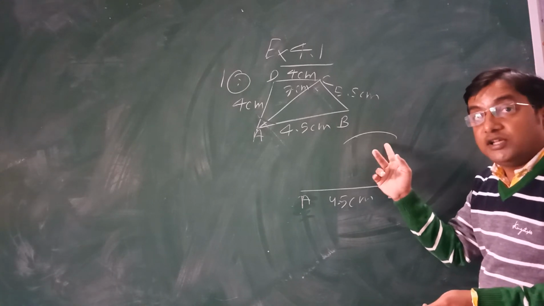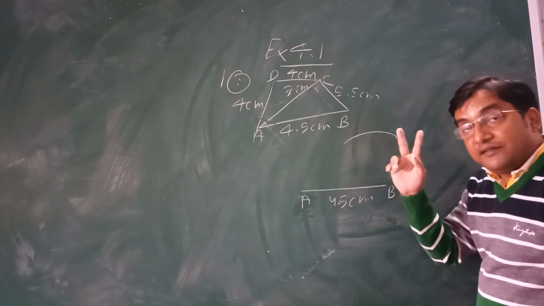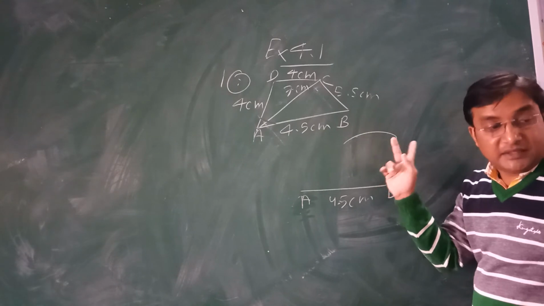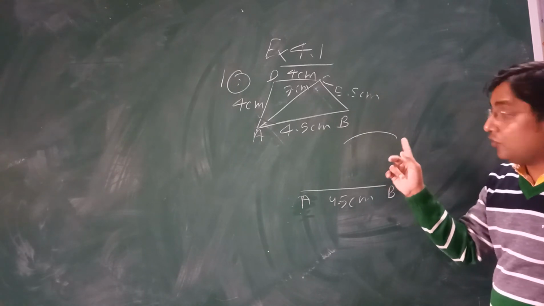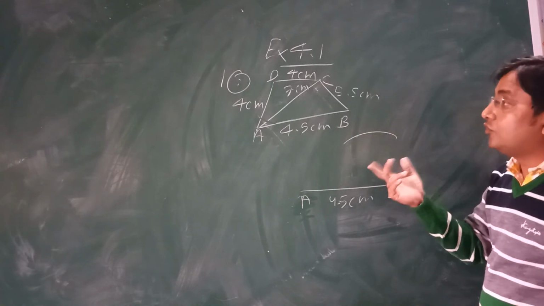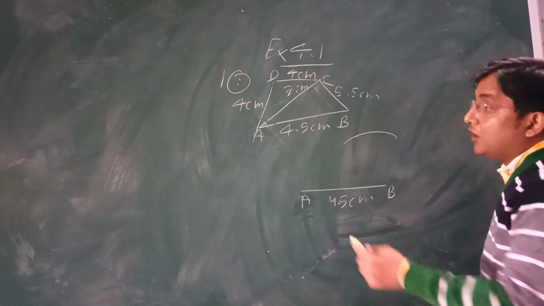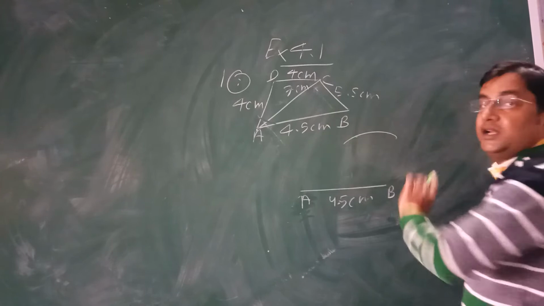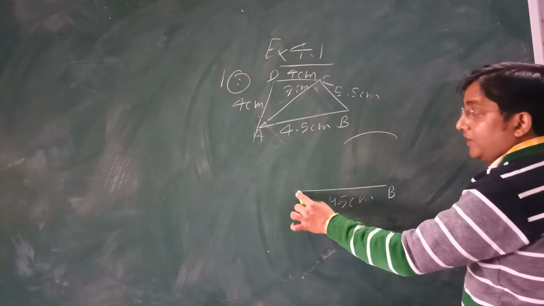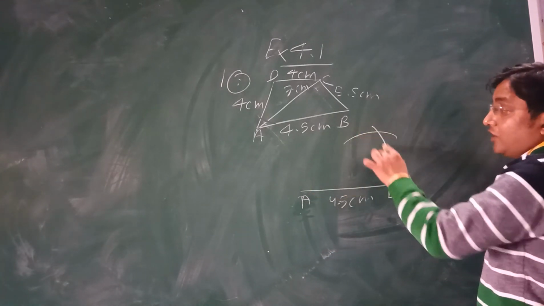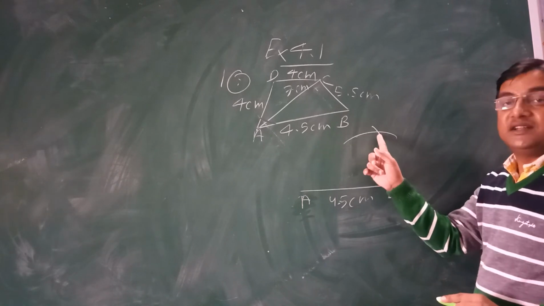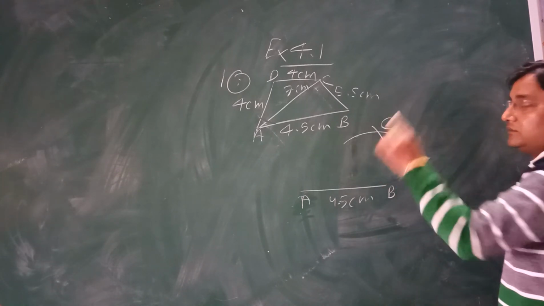You cannot find C, because you get a point only when two things intersect. Here only one arc is there. Then how to find the second intersection? Look at the distance from A to C. It is 7 centimeters. So from A with 7 centimeter you draw an arc. Now the two arcs intersect, and you get C here.